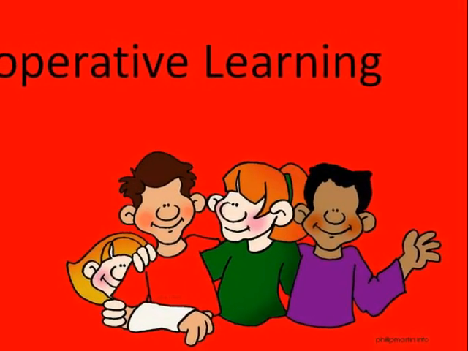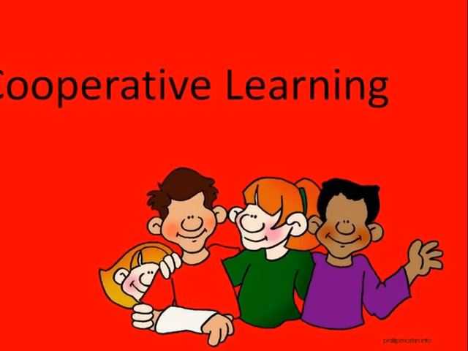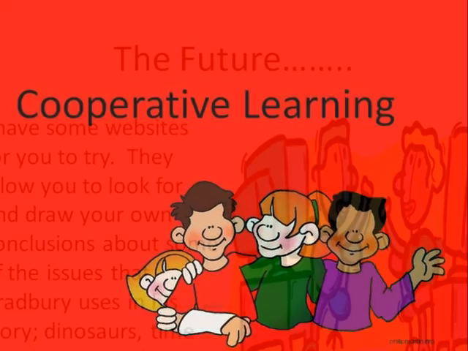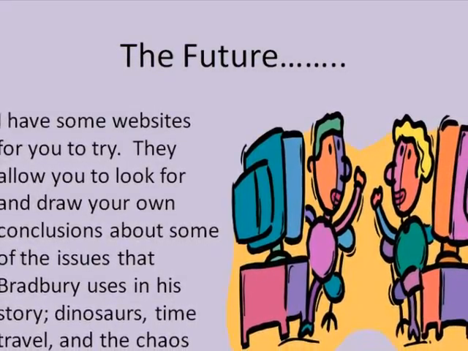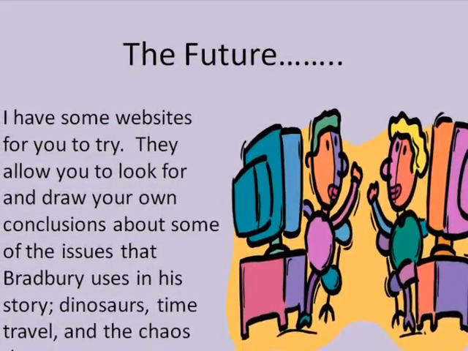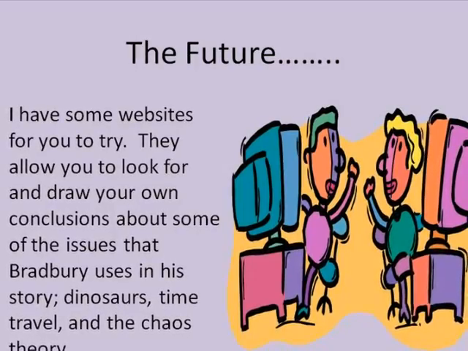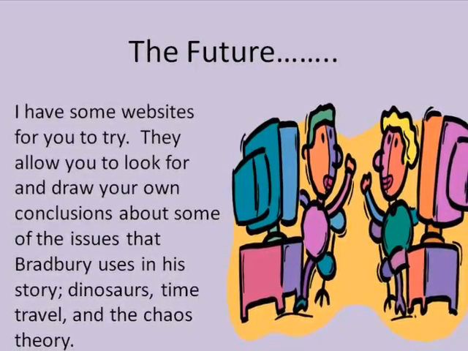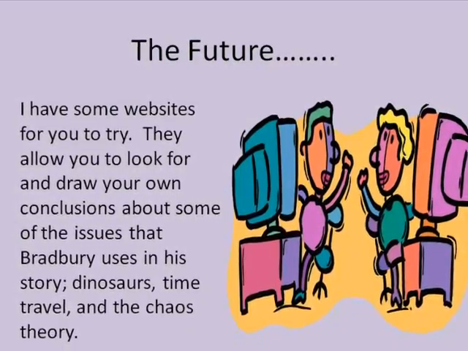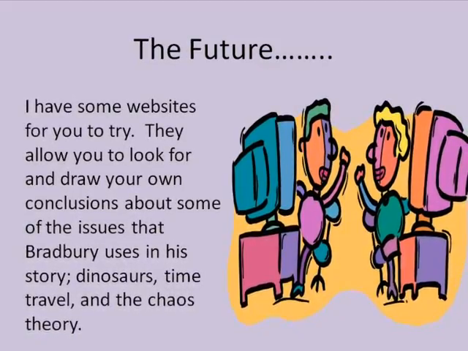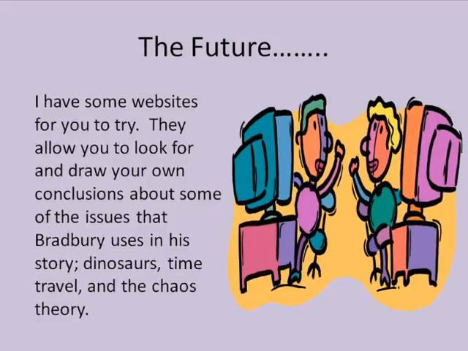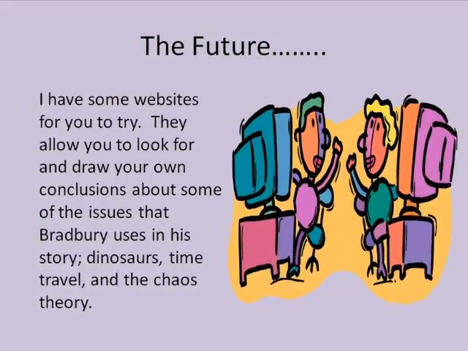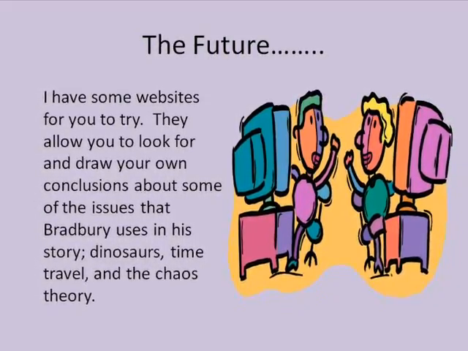The next strategy I will discuss is cooperative learning. First, I will review with the students the overall idea of what will be happening in the breakout groups. Today, I have some websites for the students to try. They will allow them to look and draw conclusions about some of the issues that Bradbury uses in his story: dinosaurs, time travel, and the chaos theory.